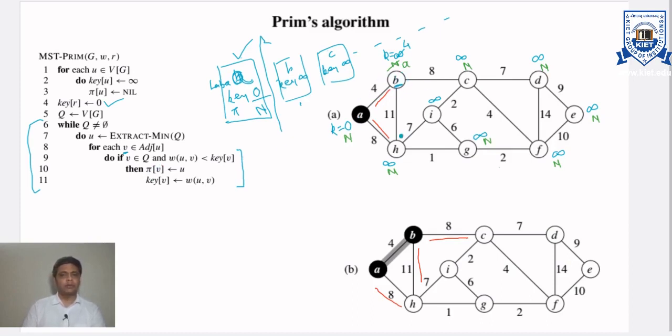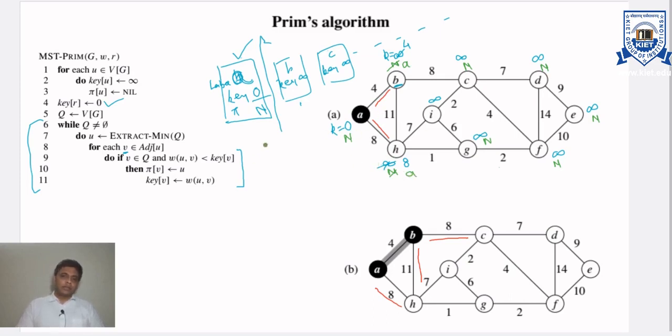The same process would be repeated with H. So H is still inside the priority queue. So this condition is satisfied. Now W of U V is less. This again satisfies because infinity is greater than 8. So these values would be updated. So from infinity that would become 8, and this from nil, it would convert to A, because we are reaching H from A. So this value would be updated.